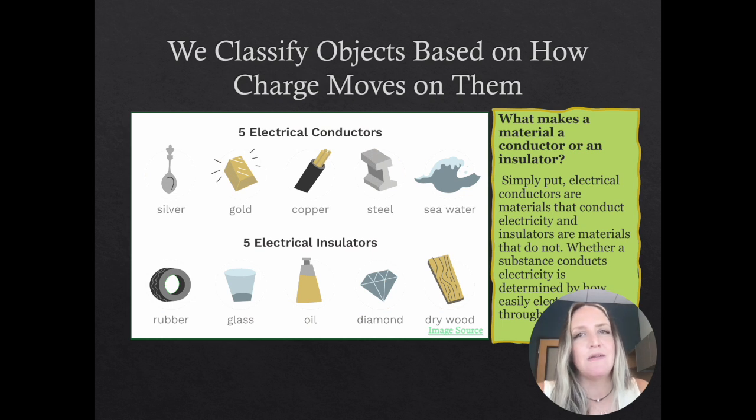Let's talk about insulators. Insulators are objects that do not allow charge to flow easily through them. Objects like rubber, wood, glass, these things do not allow charges to move freely. That's why electricians wear big boots with rubber bottoms on them, to prevent, if they were to be shocked, the current, which is a flow of electrons.